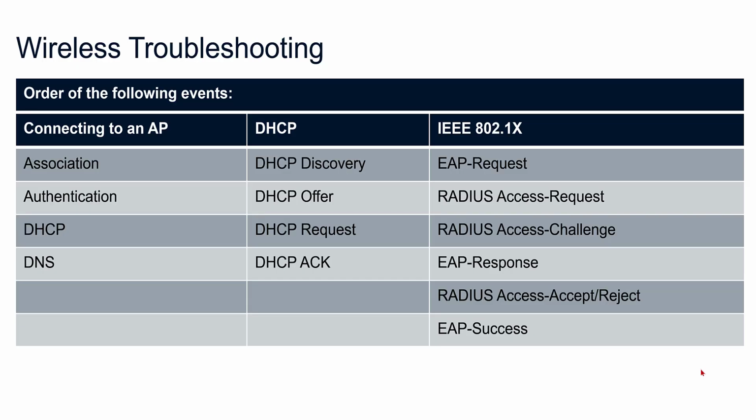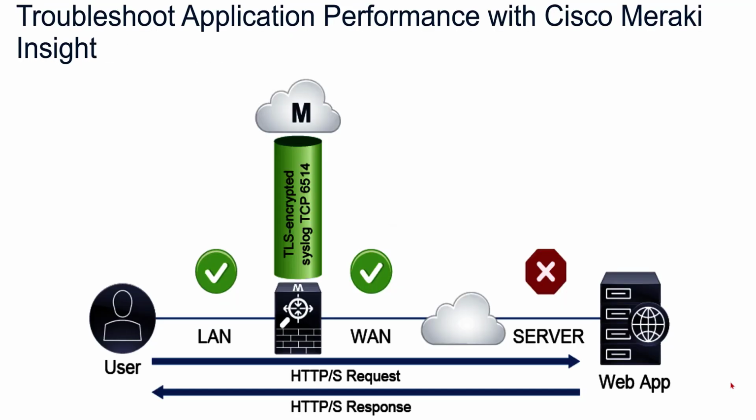If we put this all together, this is the mindset I want you to have. Every step depends on the previous one. We can't troubleshoot DHCP if authentication fails. We can't troubleshoot DNS if DHCP fails. So your troubleshooting flow should always be association, RF, layer 2, authentication, security, AAA, DHCP, IP address assignment, and DNS, application reachability.